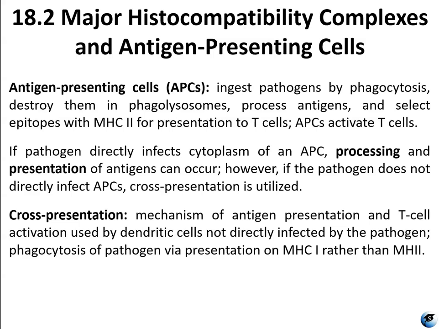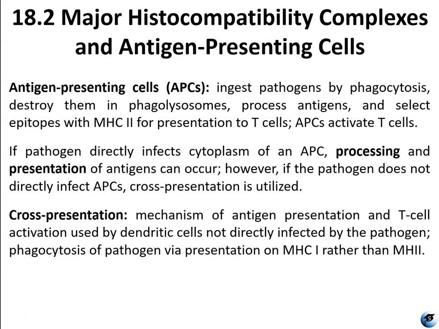They destroy them in phagolysosomes. We saw that in the last lesson. They process antigens. They select epitopes with MHC2 for presentation to T cells. The antigen-presenting cells activate the T cells in active immunity. If a pathogen directly infects the cytoplasm of an APC, processing and presentation of antigens occurs. But if the pathogen does not directly infect the APC, then you have to have cross-presentation.